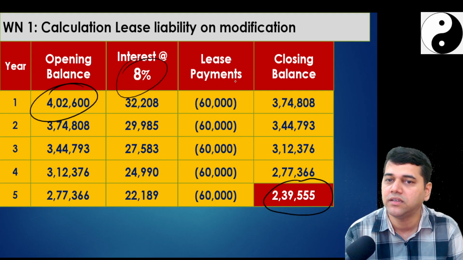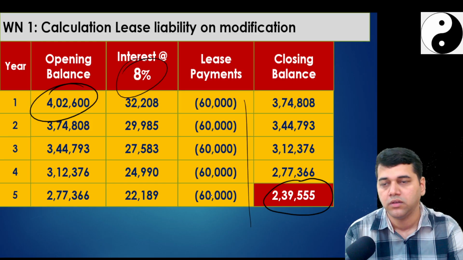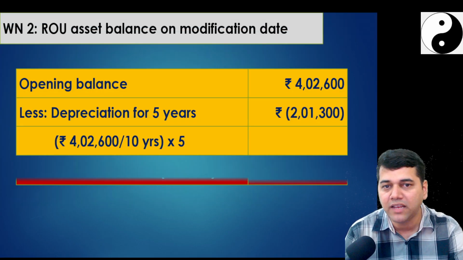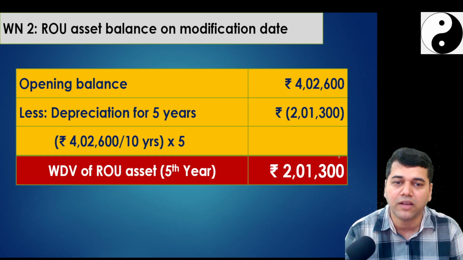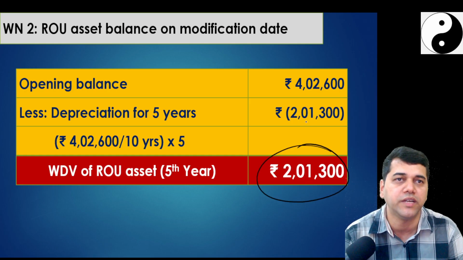We start with the 4,02,000. Interest will be at 8%. Lease payments, I do this normally. 2,39,000. Now, my balance of the ROU asset will be 2,01,300, 4 lakh minus 5-year depreciation.